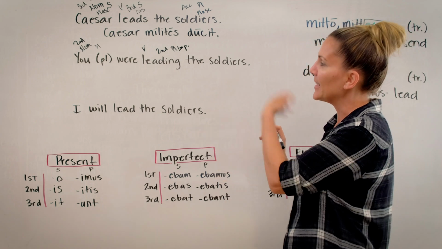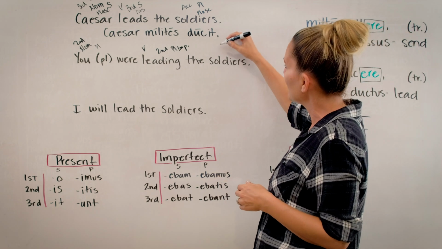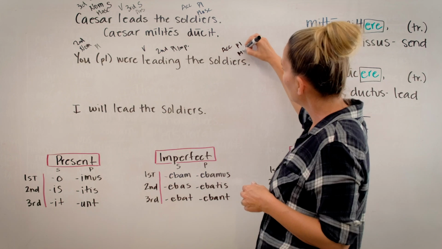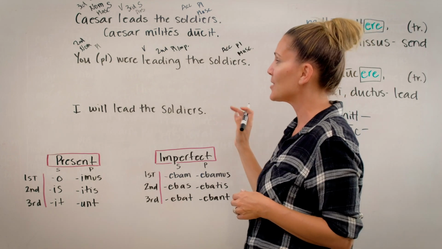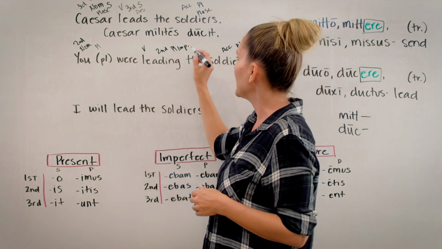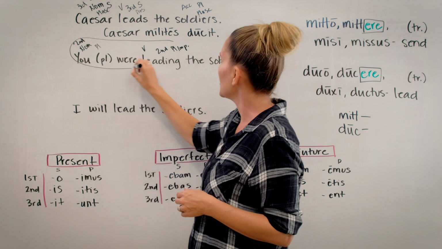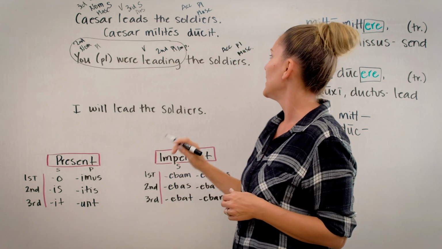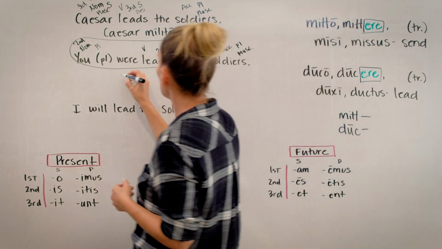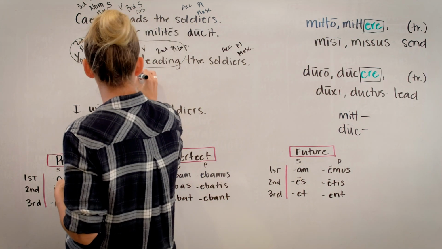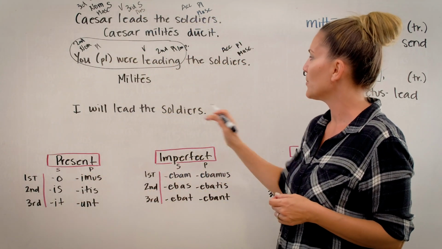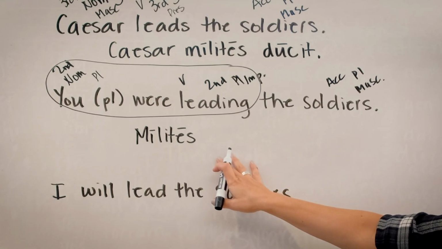And then can I say you were leading who or what? You were leading the soldiers. Yes. Same accusative, plural, masculine form there. So since I have a first or second person pronoun here, I can lump all of these words into one, and I can start with my accusative. So my word for soldiers in the accusative is milites, accusative third declension. So we'll start there. And then you were leading.